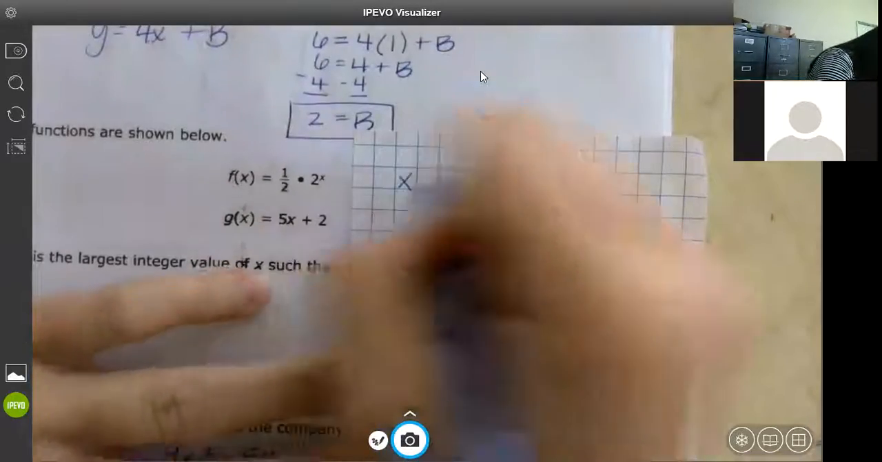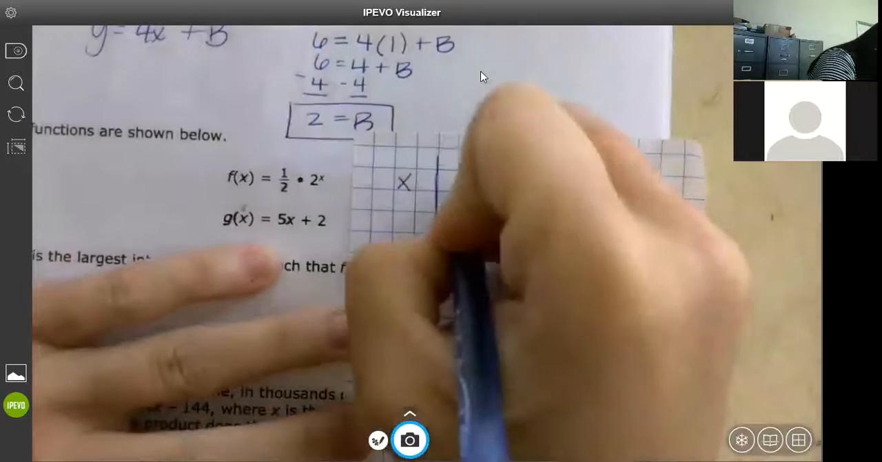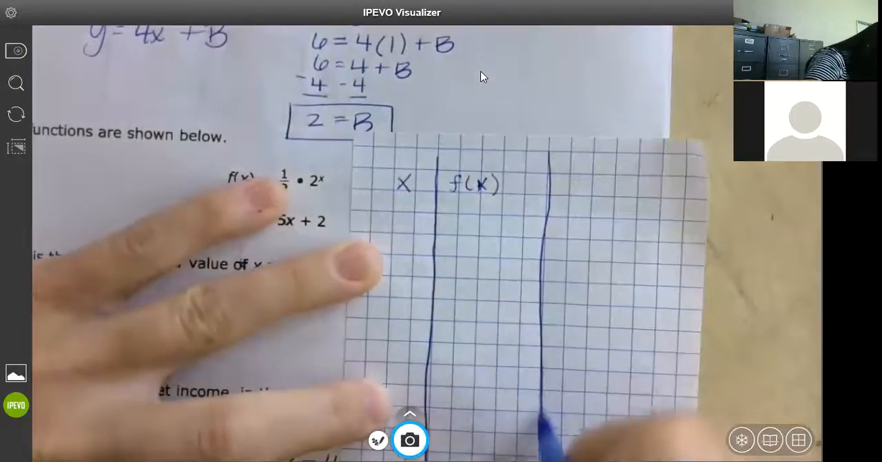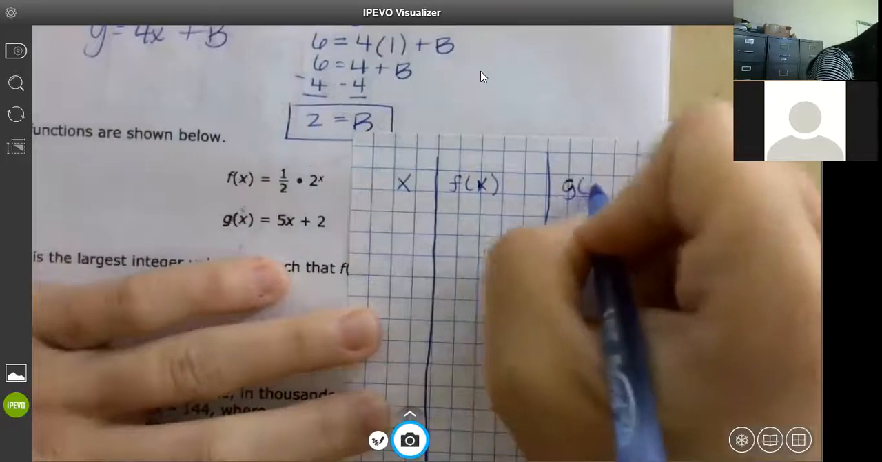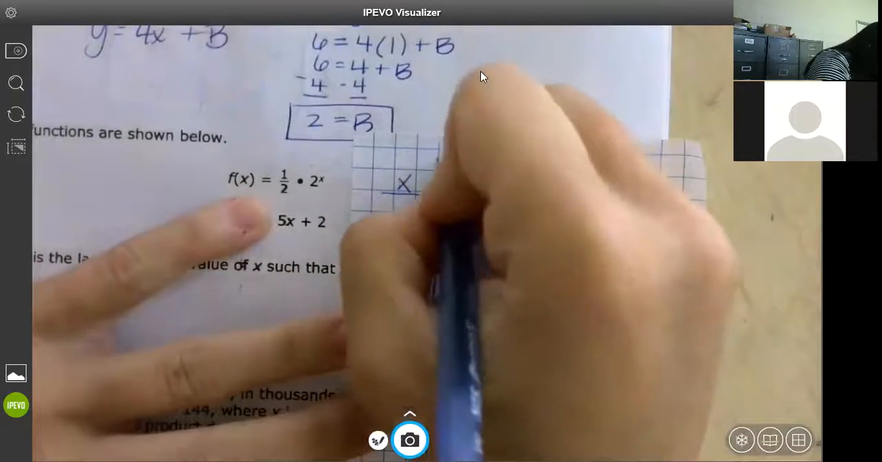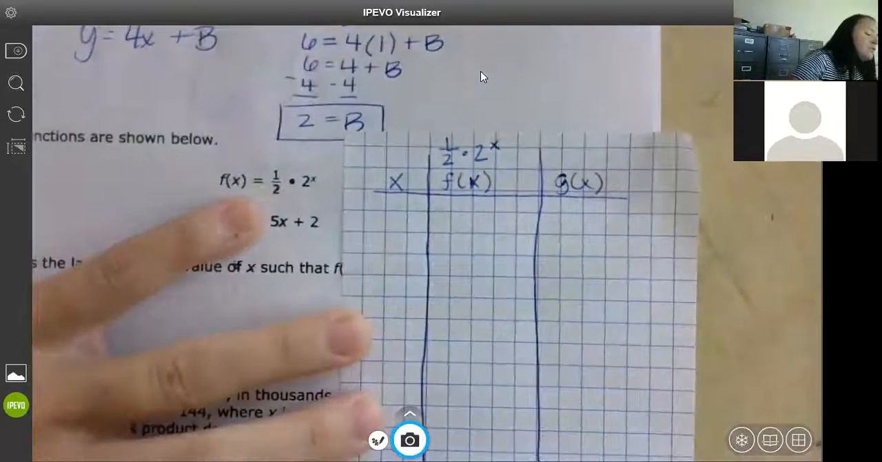So we're going to start with a couple columns. My first column is going to be x. My second one is going to be f of x. And my third one is going to be g of x. And this is just to keep it organized. So f of x was 1/2 times 2 to the x.